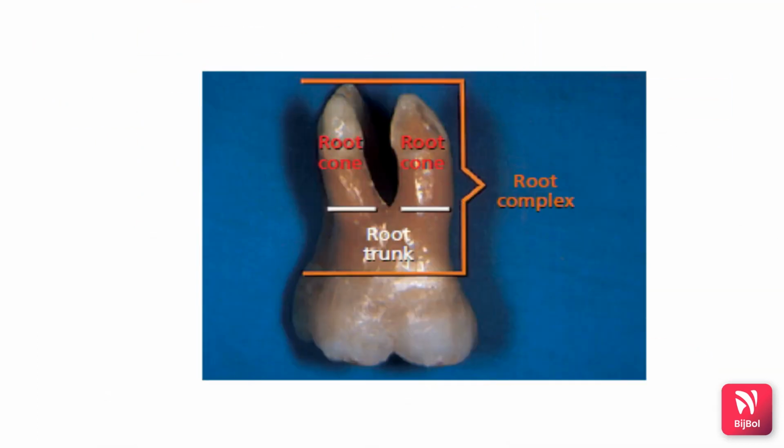Now next in the picture you are noticing a component called the root complex. This root complex includes the root cone and the root trunk. The root trunk is the undivided portion of the root. In the picture you can notice that this root trunk occupies the portion in between the cemento-enamel junction to the point where the root is starting to divide. So this is the undivided portion of the root, whereas root cones are the divided portions of the root, right? So this root cone and root trunk comprise the root complex.